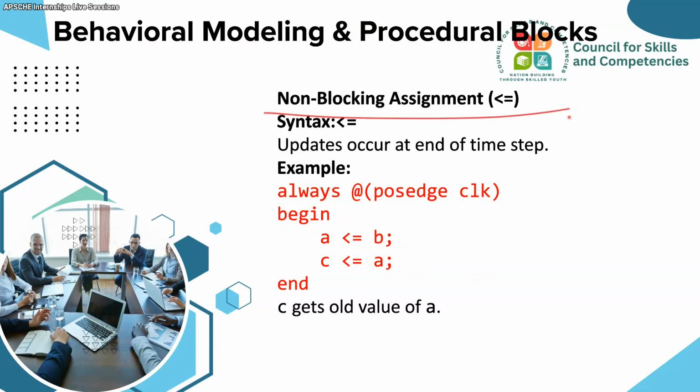Non-blocking assignment: the update occurs at the end of the time step, maybe in the non-active region. So here it executes in parallel in this block, and C gets the old value of A. It will not get updated immediately, it is not sequential, the execution happens in a parallel way. So that is the difference you have to understand between the blocking and the non-blocking assignment statements.